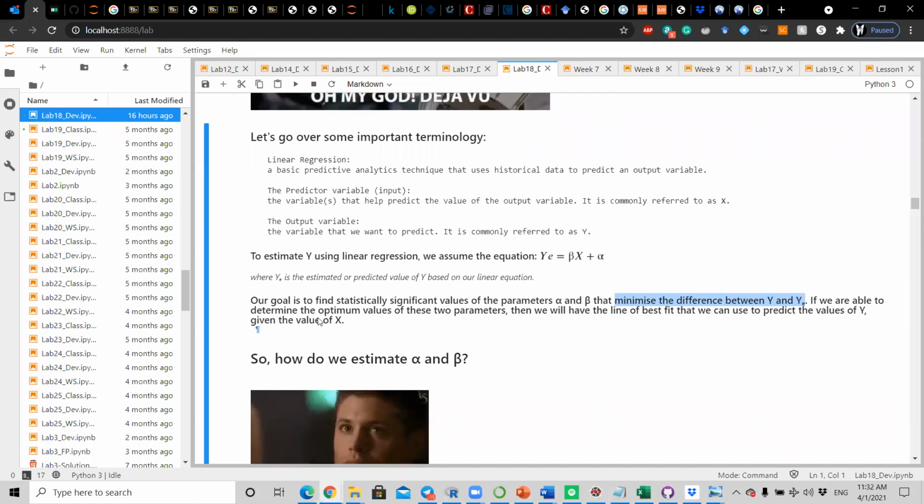If we are able to determine the optimum values of these two parameters, then we will have the line of best fit that we can use to predict the values of Y given the values of X.